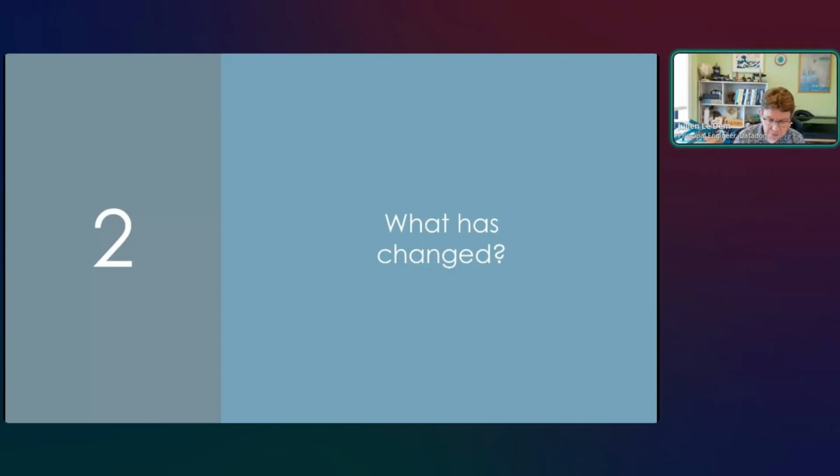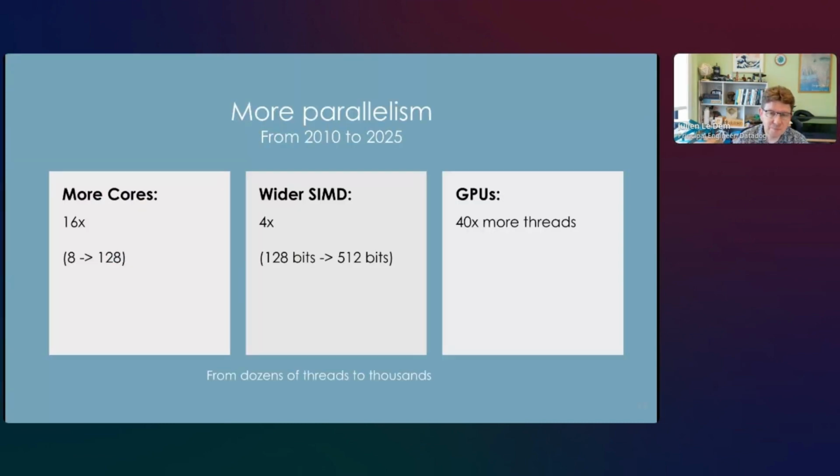So let's talk a bit more about what has changed, both in the technology and in the use cases, especially now that we're doing a lot more AI than we used to, and how that changed things. So first, there's more parallelism. I did a little study over 15 years of how things have changed. We have a lot more cores on high-end servers than we used to, from about 8 cores per server at the time to 128 now.